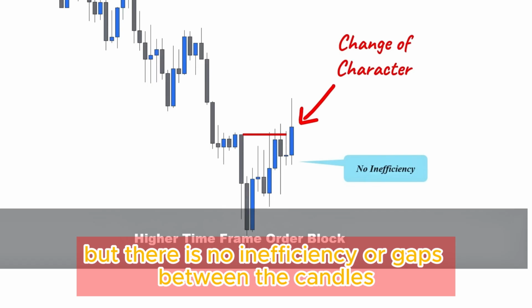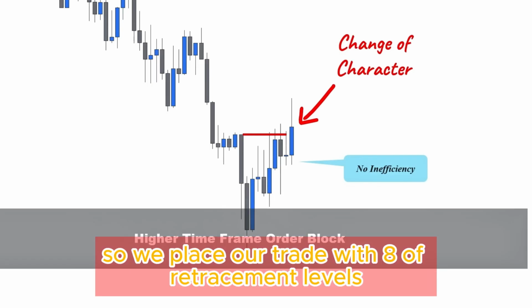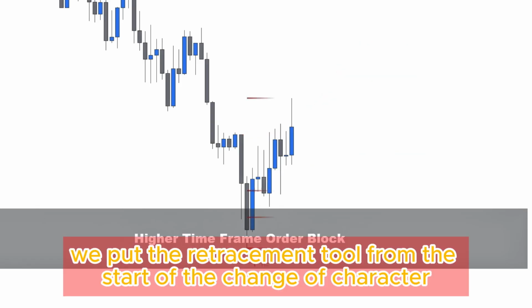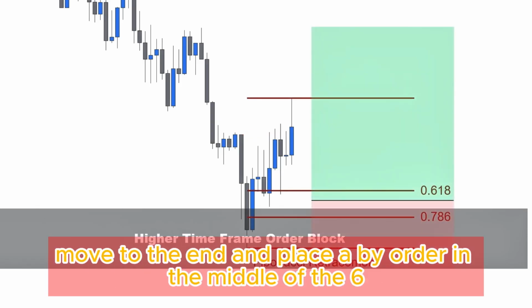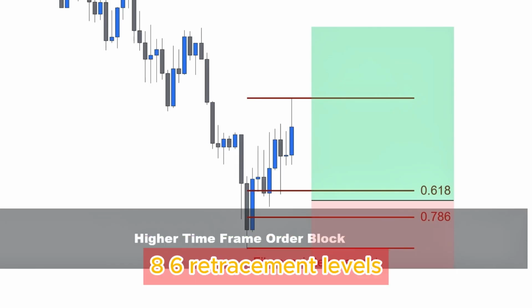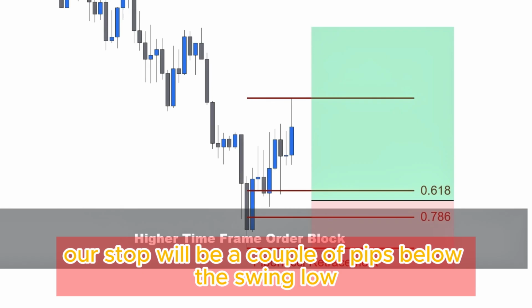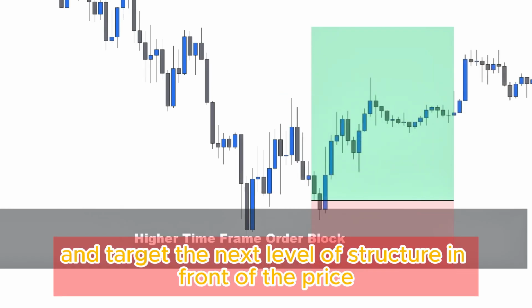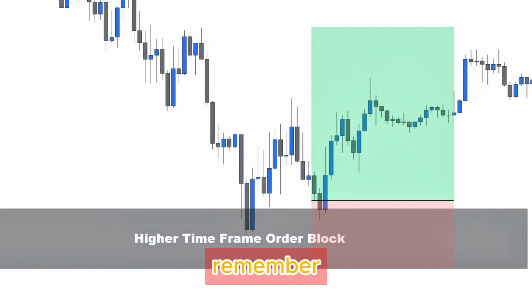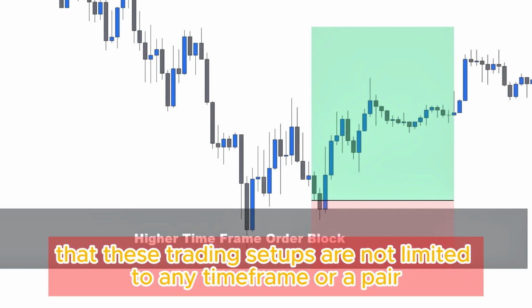The second pattern happens when we have a change of character, but there is no inefficiency or gaps between the candles. So we place our trade with the aid of retracement levels. We put the retracement tool from the start of the change of character move to the end and place a buy order in the middle of the 618 and 786 retracement levels. Our stop will be a couple of pips below the swing low, and we target the next level of structure in front of the price.